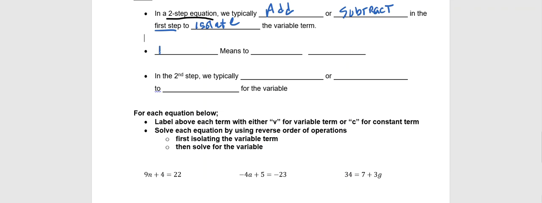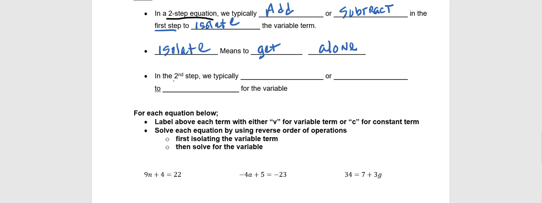So what does isolate mean? Well, to isolate means to get alone. So if we're going to isolate the variable term, the term with the variable, we're going to do everything we need to through adding or subtracting pieces, and get the variable term all by itself on one side of the equal sign.